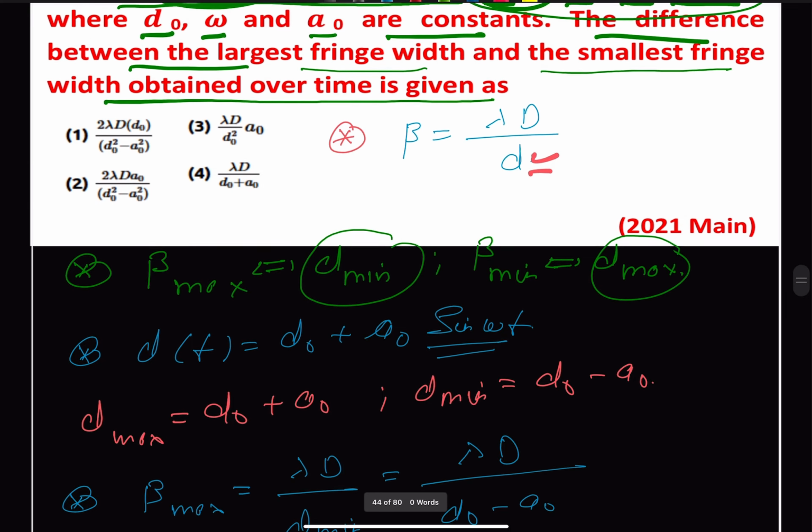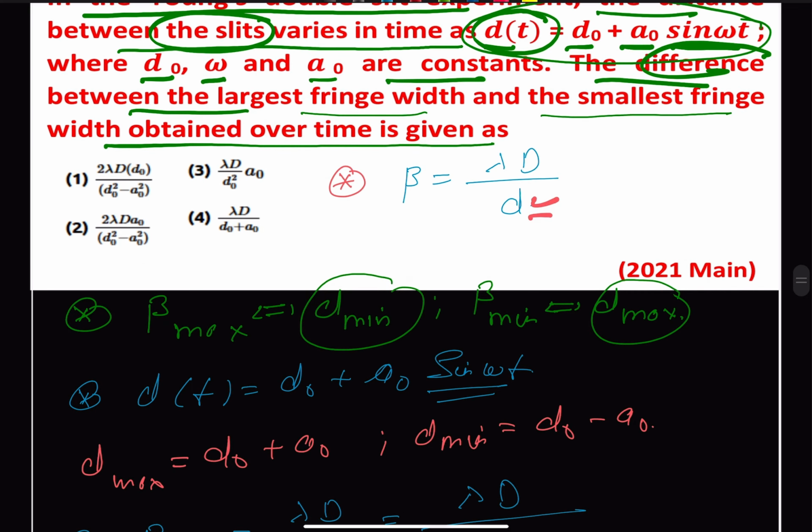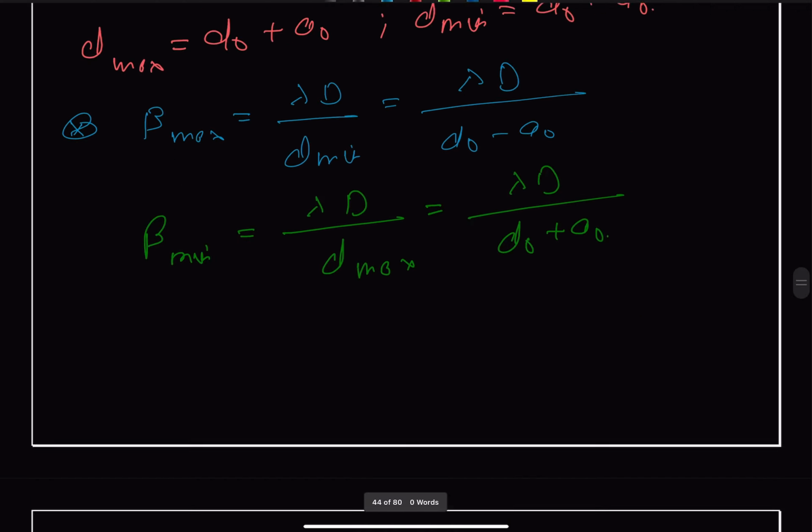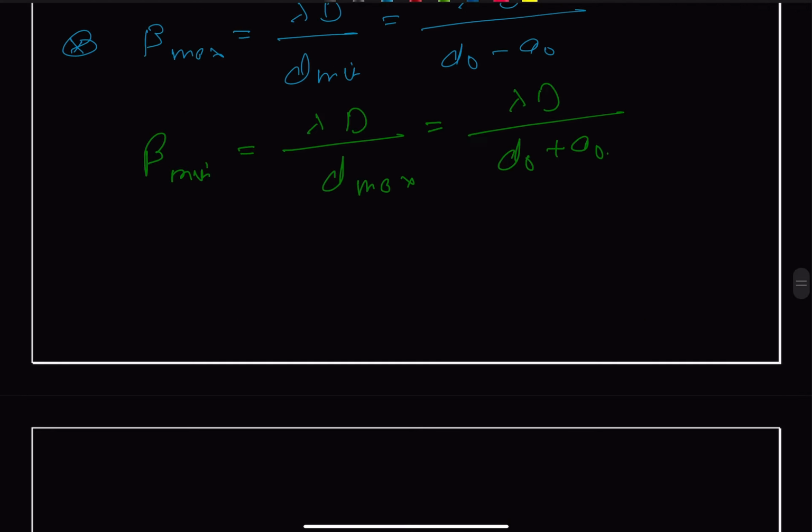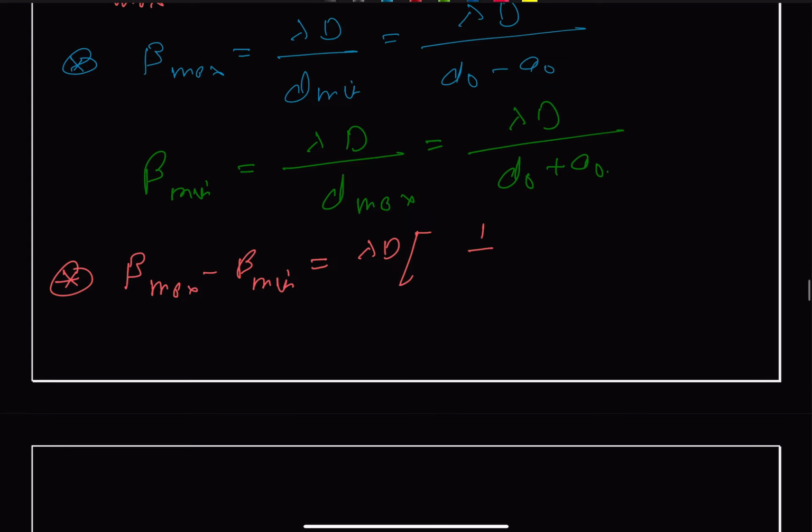And we need to find out the difference between the largest and the smallest. So we subtract these two terms, we get the difference as beta max minus beta minimum will be equal to beta max is our lambda D, we can take as common, and this will be coming as 1 upon D naught minus a naught minus 1 upon D naught plus a naught. And we can now easily sort it out.